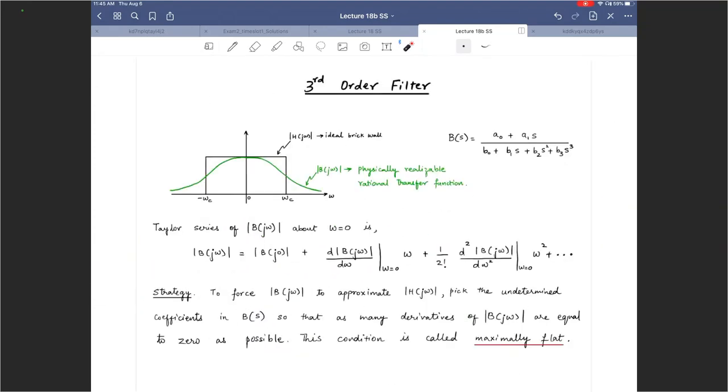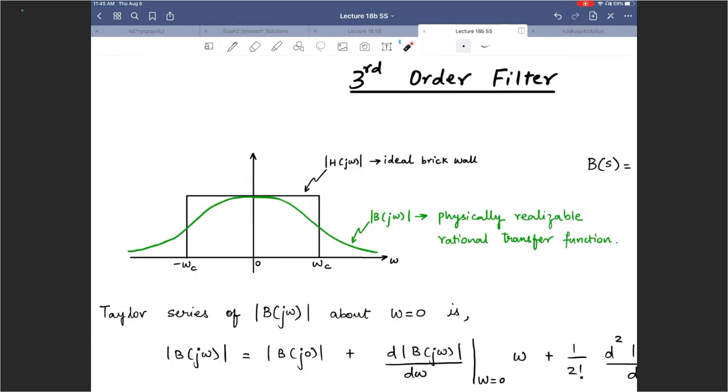Now, we are sketching multiple things here. One is the ideal brick wall filter in black, with cutoff frequency omega sub c. That's the ideal behavior. But we don't have ideal behavior. We have to physically realize this using a rational transfer function. So we are going for a B of j omega, some other filter whose frequency response we are calling cap B and shown in green. So some transition band, some pass band, and then stop band here. Again, we are doing this for a low pass filter.